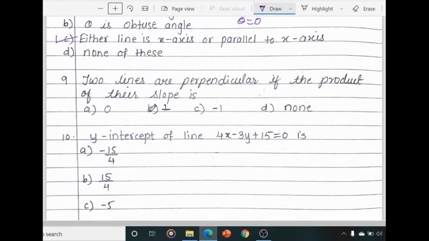Two lines are perpendicular if the product of their slopes is... We know the condition of perpendicular lines, that is m1 into m2 is equals to minus 1.